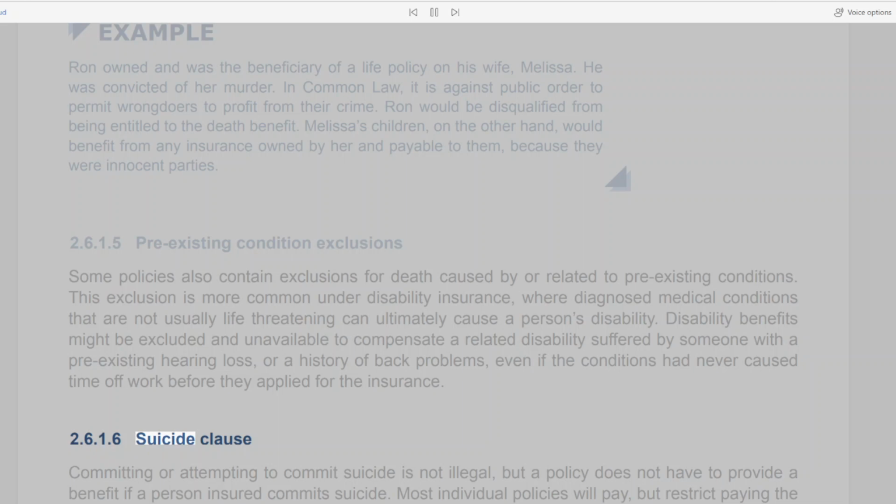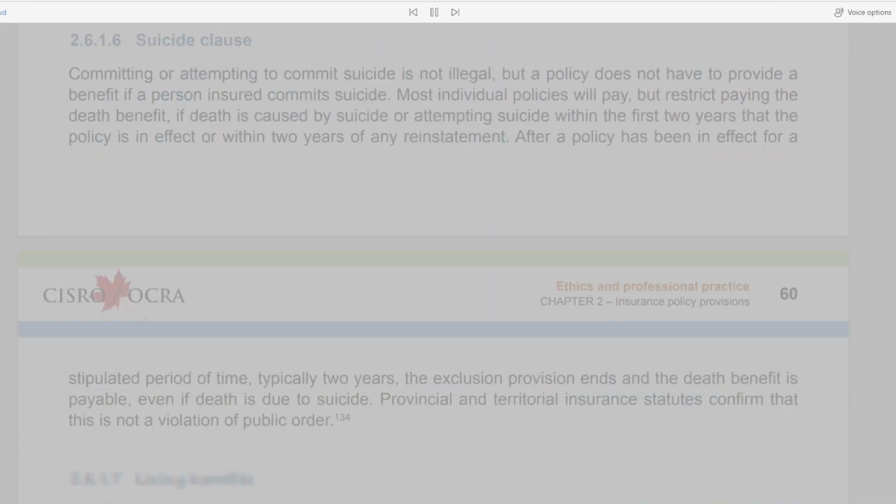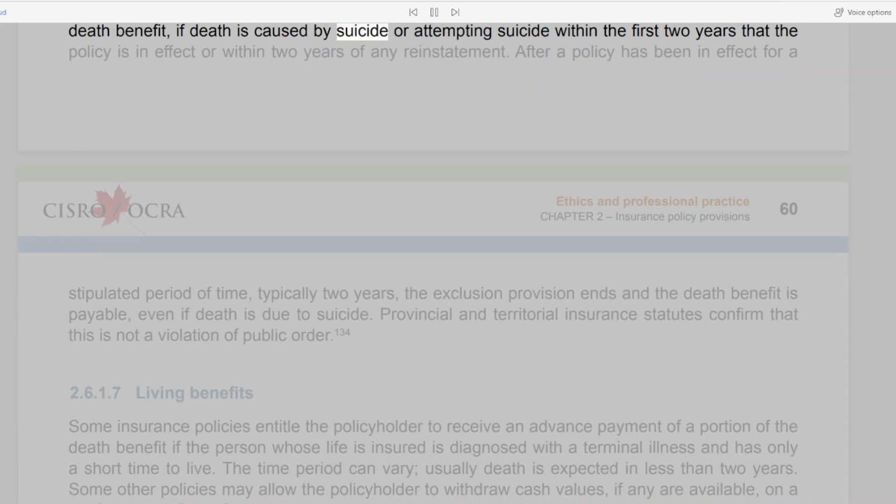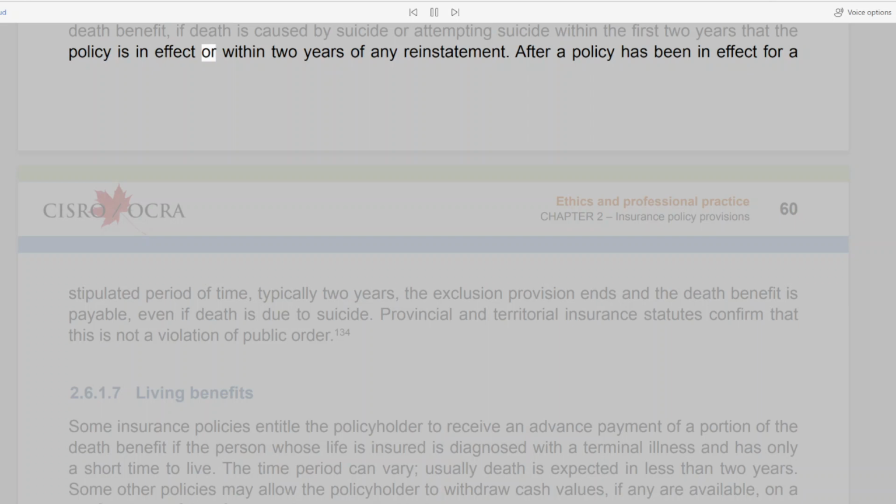2.6.1.6 Suicide Clause. Committing or attempting to commit suicide is not illegal, but a policy does not have to provide a benefit if a person insured commits suicide. Most individual policies will pay, but restrict paying the death benefit, if death is caused by suicide or attempting suicide within the first 2 years that the policy is in effect or within 2 years of any reinstatement.